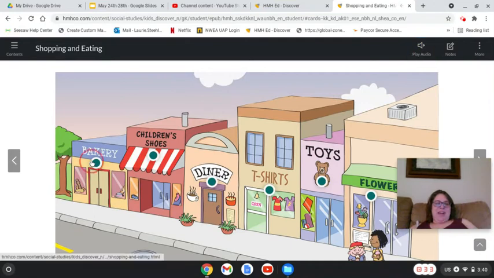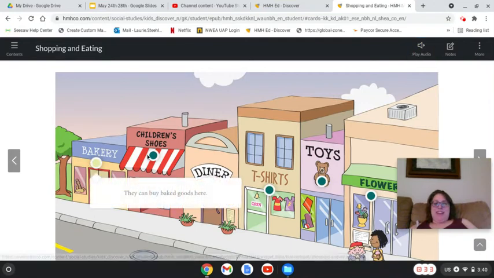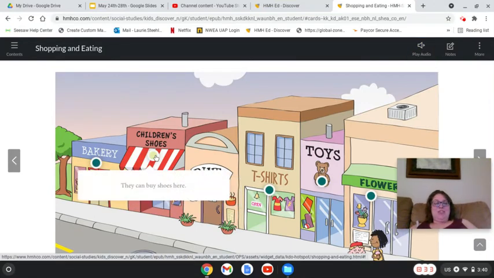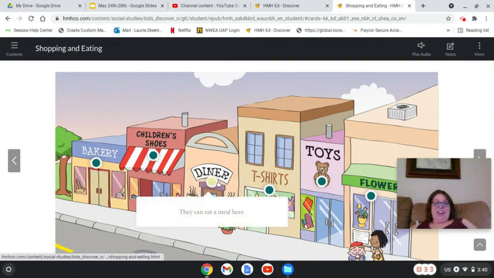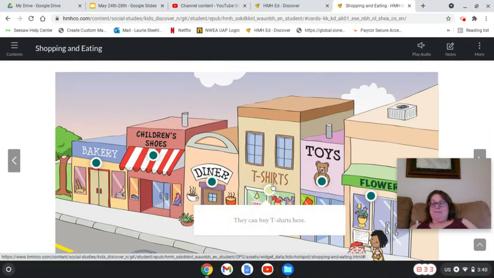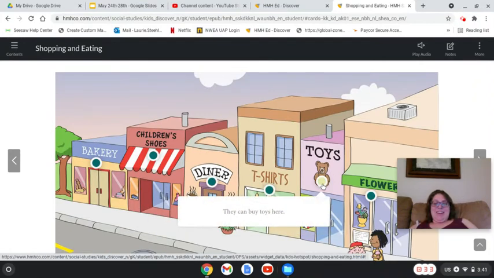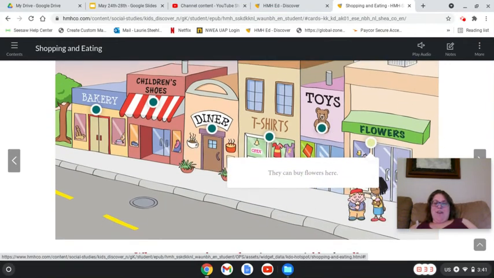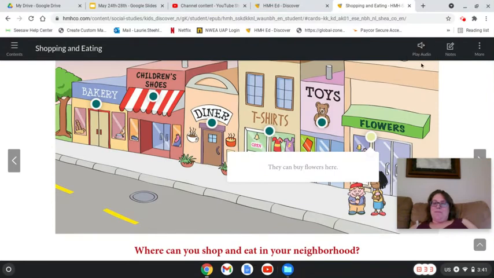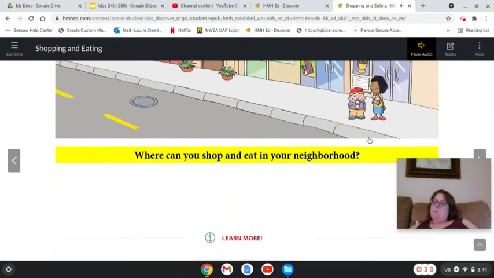We've got a bakery. They can buy baked goods here. Children's shoes. So they can buy shoes. The diner. They can eat a meal here. T-shirts. You can buy t-shirts here. You can buy toys at the toy shop. And flowers at the flower shop. Can you shop and eat in your neighborhood?